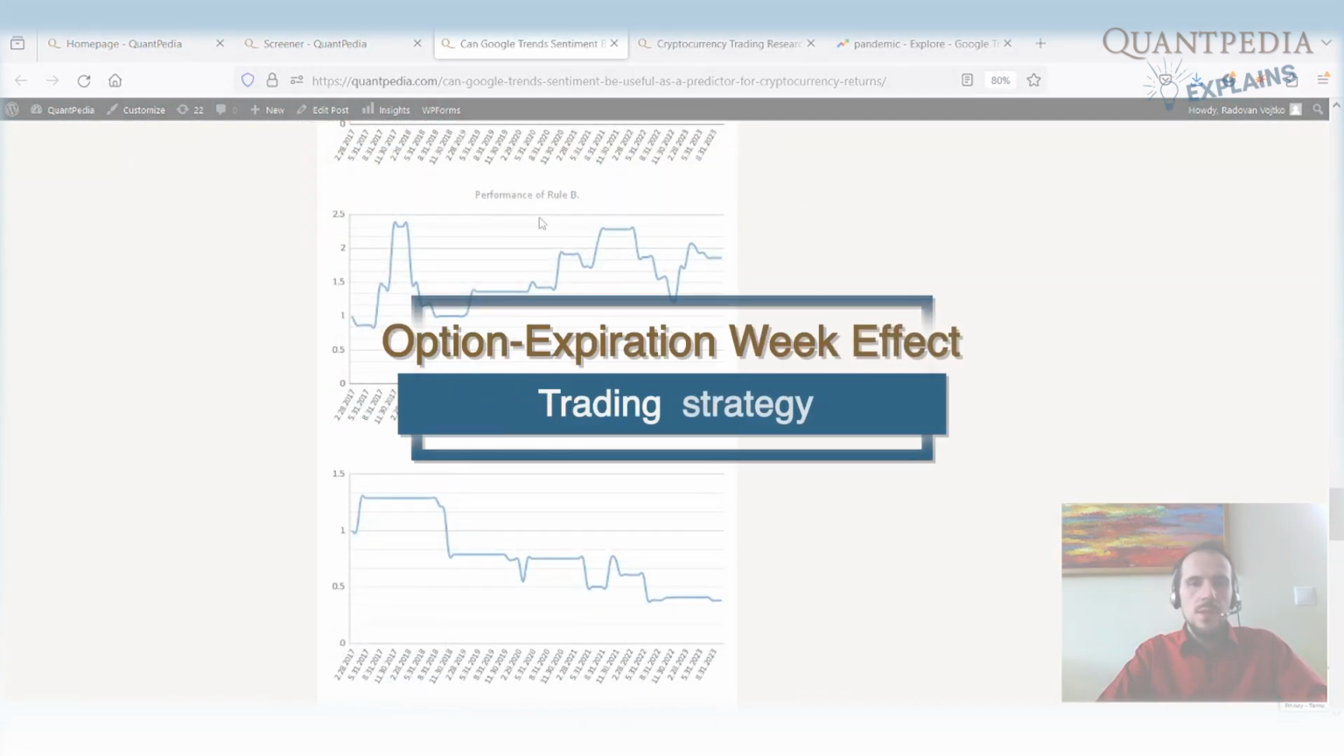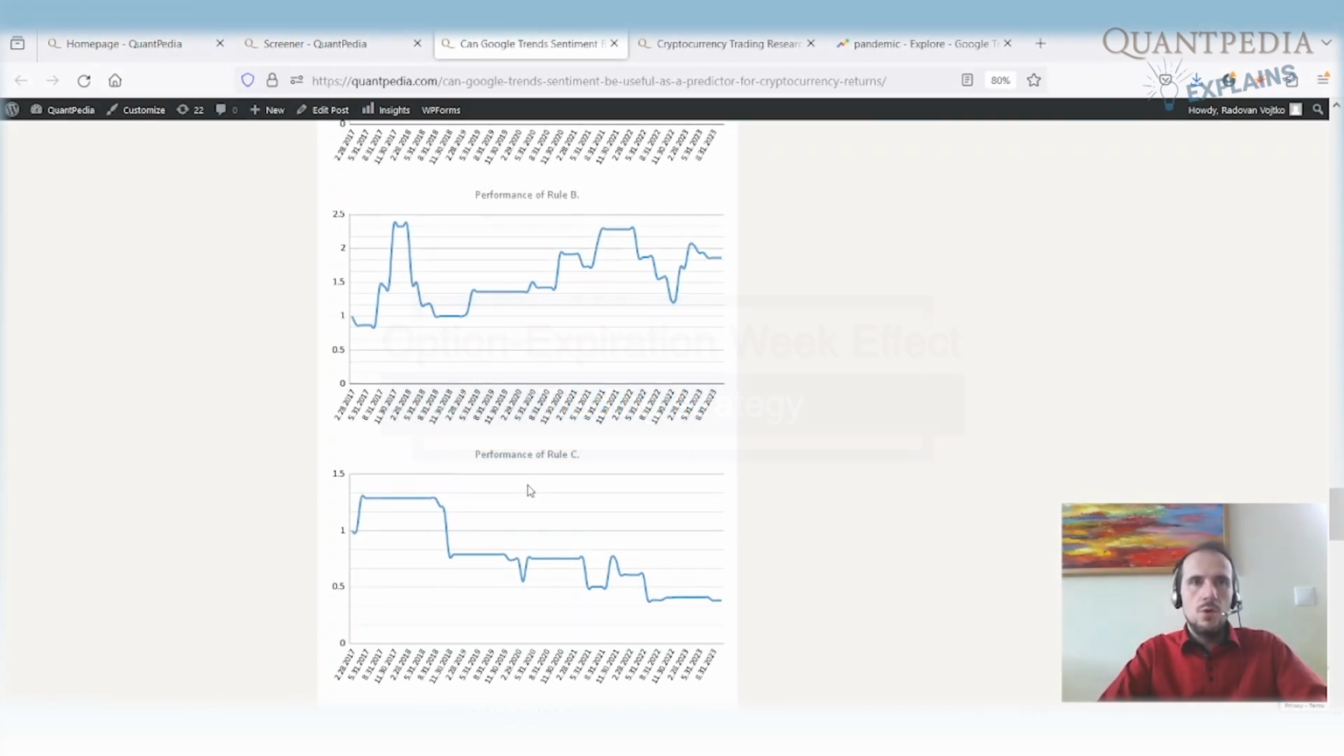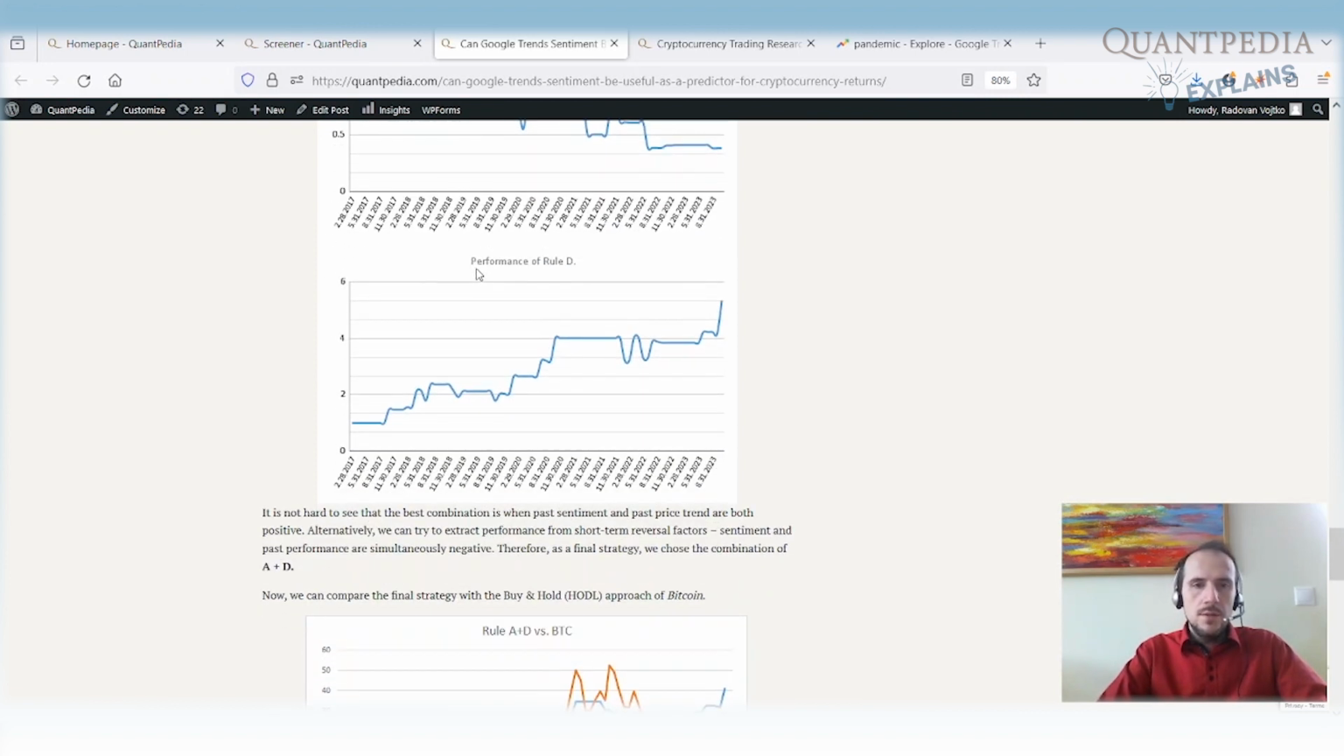The performance of rules B and C, so when the sentiment was positive and the price was negative, or when the sentiment was negative and the price positive, so when the predictors differed from each other, was nothing spectacular. There was nothing that we could gain from that. And on the other hand, the performance of rule D, when we invest into the Bitcoin when the sentiment is negative and also the price is negative, worked very well as a kind of reversal strategy, so it gave us interesting performance.